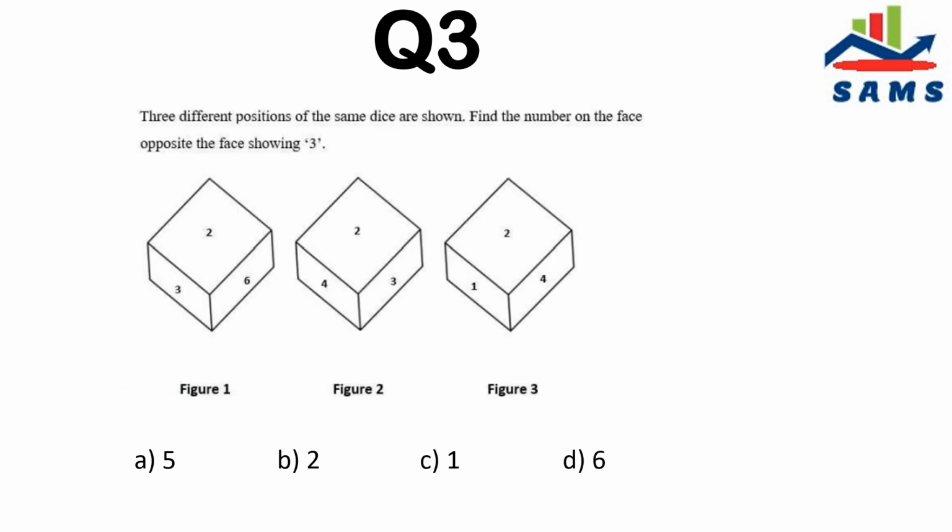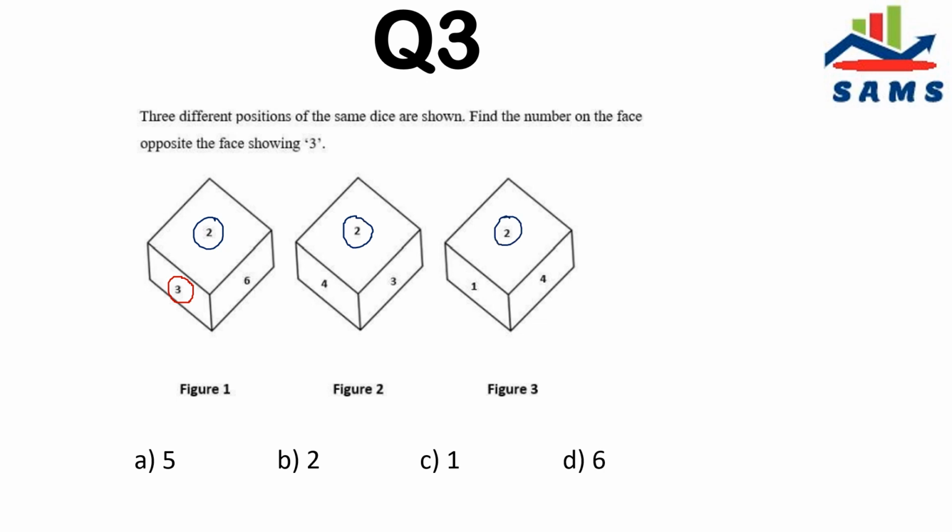In the third question, 3 different positions of the same dice are shown. Find the number on the face opposite the face showing 3. So now you are looking for what number lies opposite to the face that shows 3. Now, how do you interpret such a question? Again, look for the common number. The common number that I see on all the 3 dice here is 2. So a 2 here, a 2 here and a 2 here.